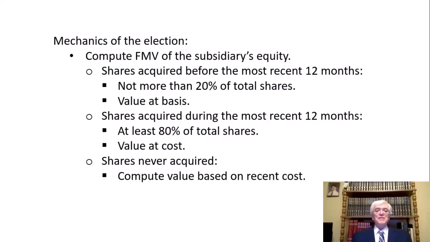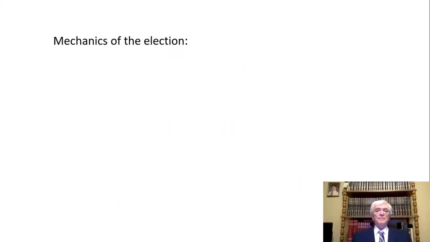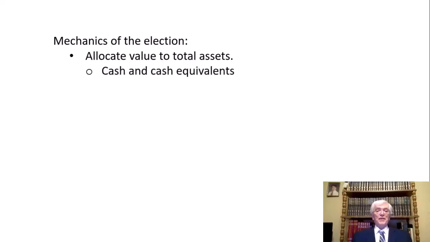You've got most of those numbers, and for the ones you don't have, you can just use the costs that you paid to calculate the basis of those shares. Add the value of your liabilities, and now you've got the value of your total assets. So what we're going to do is now allocate that value to the assets. That's what we're trying to do, is figure out, well, okay, what's the value of all my assets? Allocate the value to your total assets.